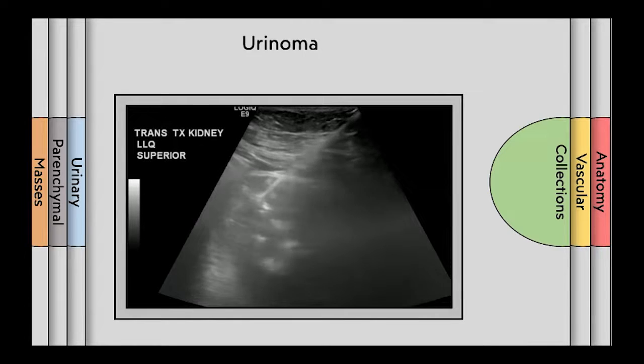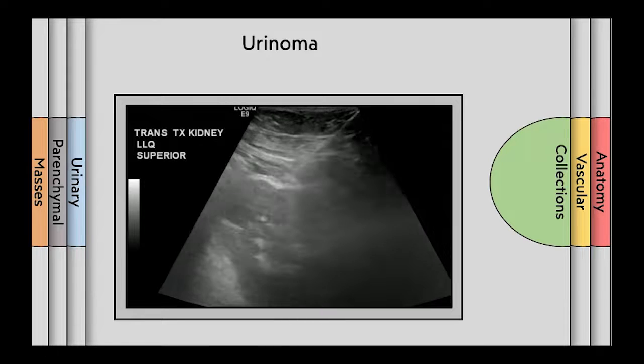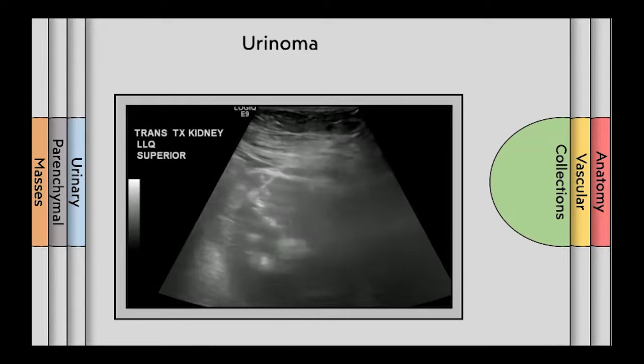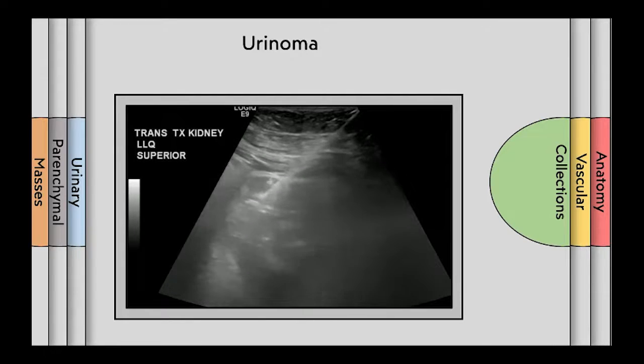Urinomas tend to be a simple fluid collection, typically noticed within the first 2 weeks of transplantation. However, they can also result from biopsy, as is seen in this case. In this particular case, the calyx was biopsied, leading to a urinary leak. However, more commonly, they occur because of ureteral necrosis.